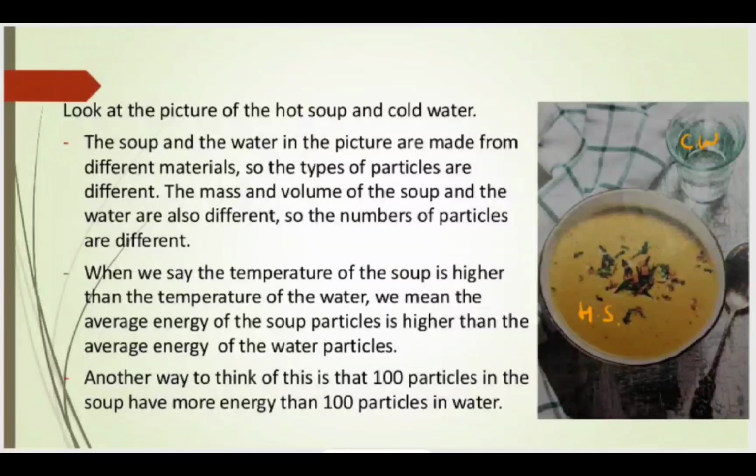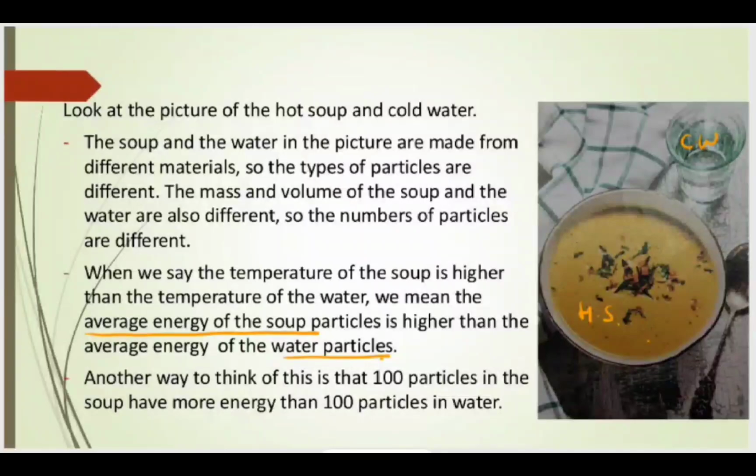So the type of particles is different. The mass and volume of soup and water are also different. If there is more soup, it will have more thermal energy because it has more particles. When we say the temperature of the soup is higher than the temperature of water, we mean that the average energy of soup particles is higher than the average energy of the water particles.